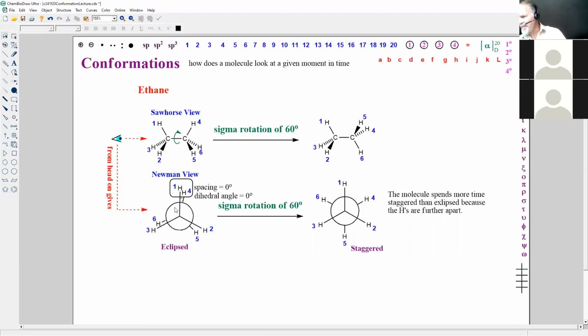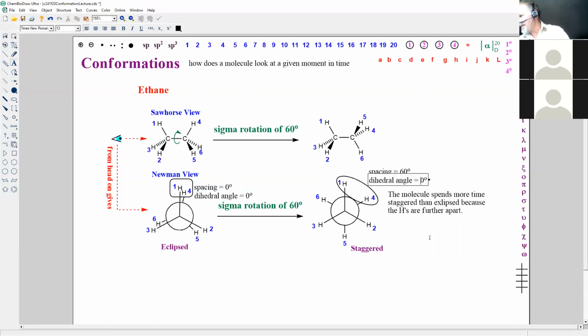And the spacing between, I might have to use one of these guys. Try to get 1 and 4 in the same circle. It's not going to be easy, but let's do it. There we go. That's not terrible. And the spacing there is not 0. It's 60 degrees, which is a lot bigger than 0. Call it a dihedral angle.